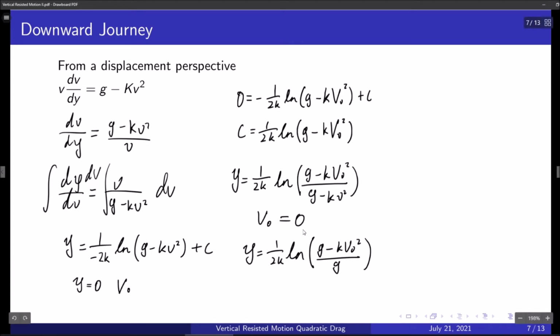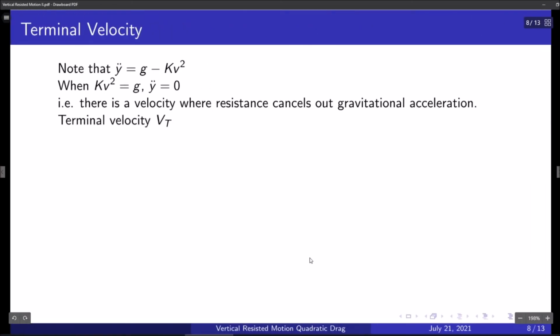And last bit, just like with linear drag, we're going to look at terminal velocity. Once again, because gravity and resistance work in opposite directions, there is a specific velocity that would cancel out all the gravity. So that's when the acceleration becomes 0.